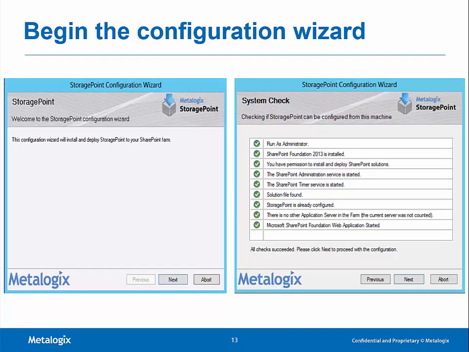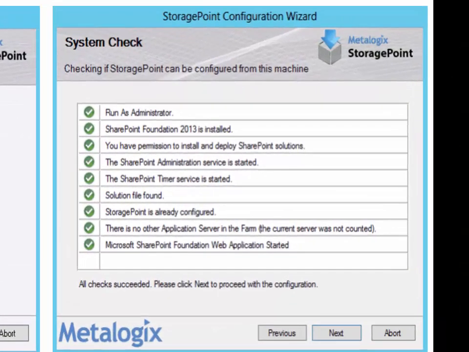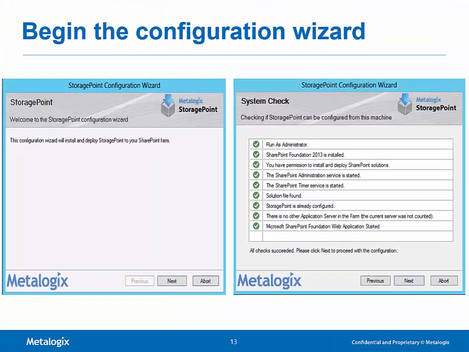Now we'll begin deploying StoragePoint by using this install wizard. Click Next to begin. First, we'll run through the system check and make sure you have all the permissions and services started for a successful install. If any of the system checks fail, there will be a red X instead of a green checkbox. You must fix the issue before continuing. Once you pass all checks, you can press Next to continue.